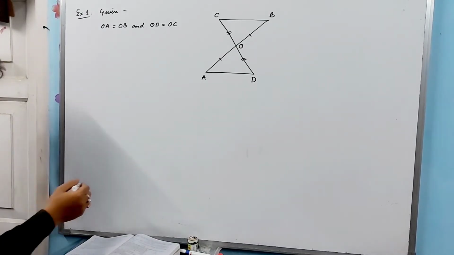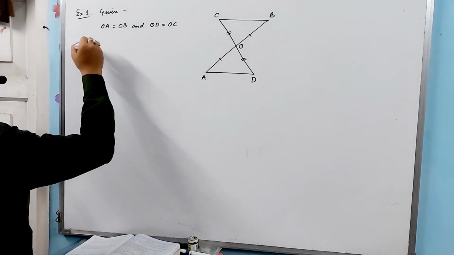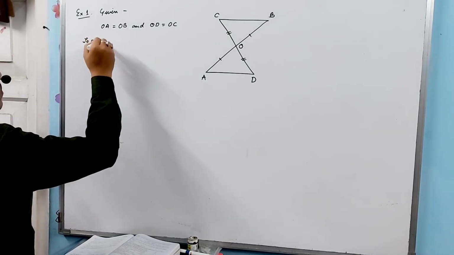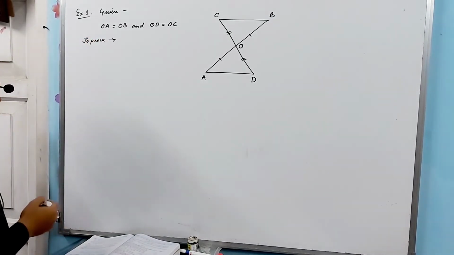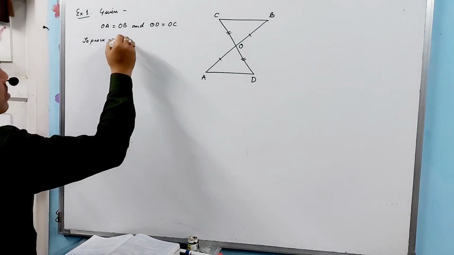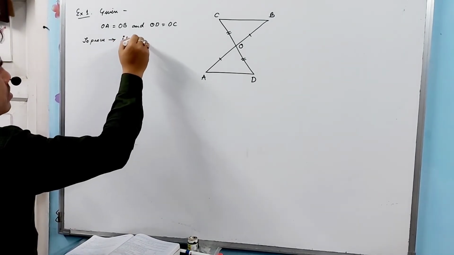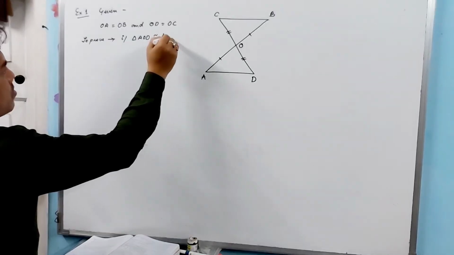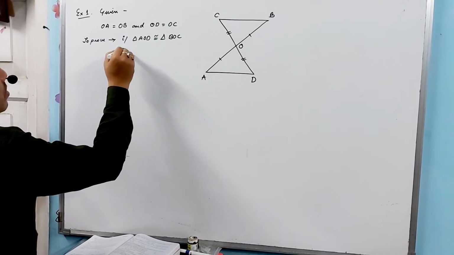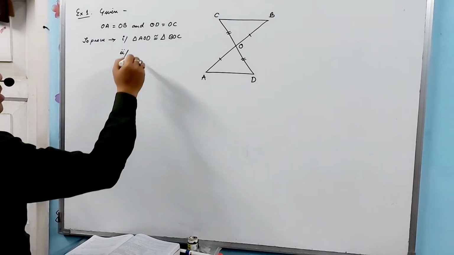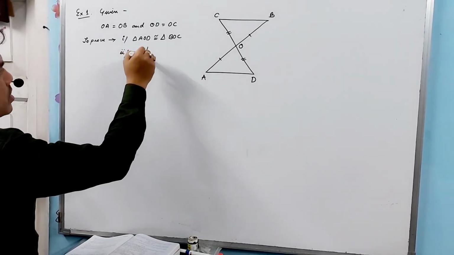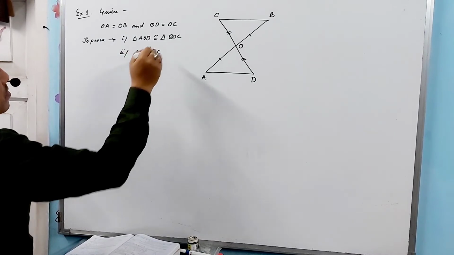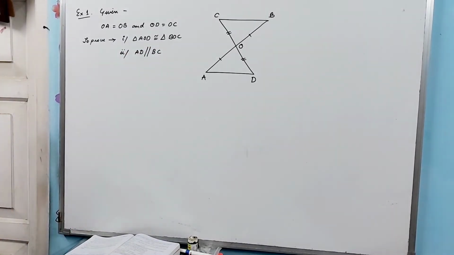Now, we have to prove that, what do we have to prove? We have to prove that triangle AOD is congruent to triangle BOC, and we have to prove that AD is parallel to BC.